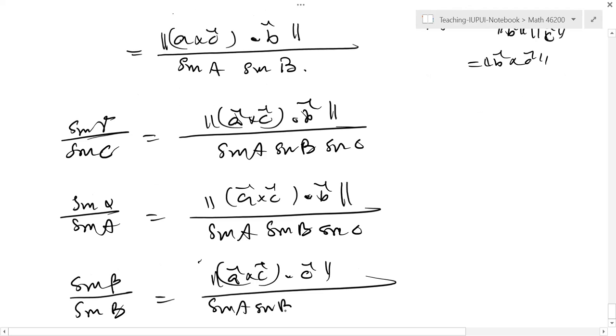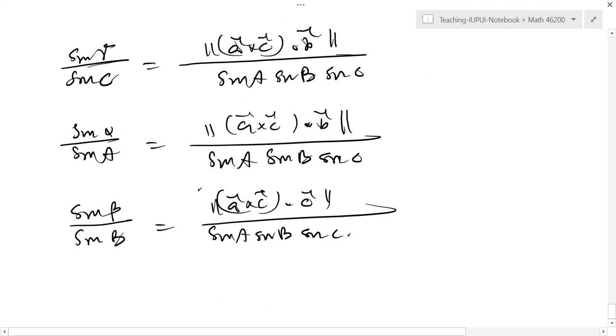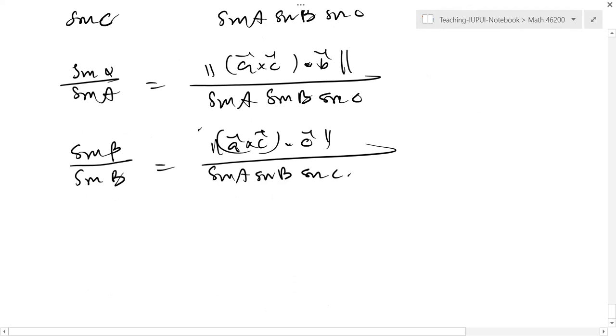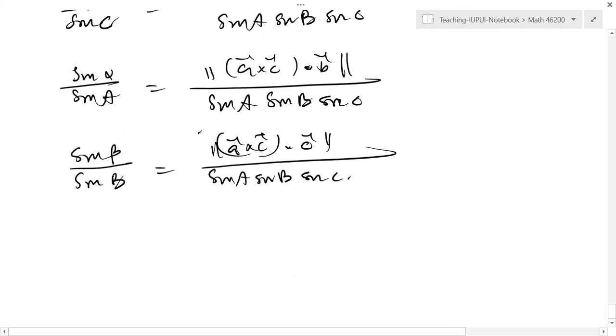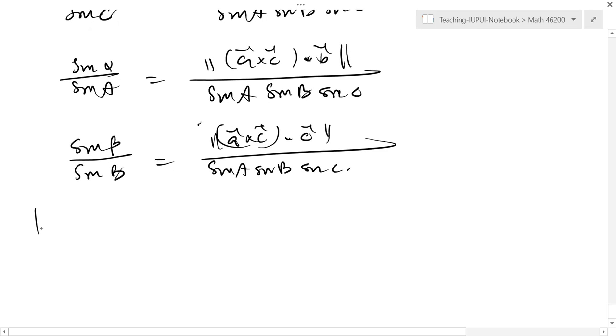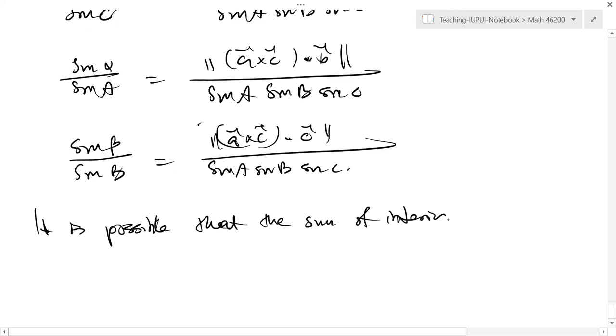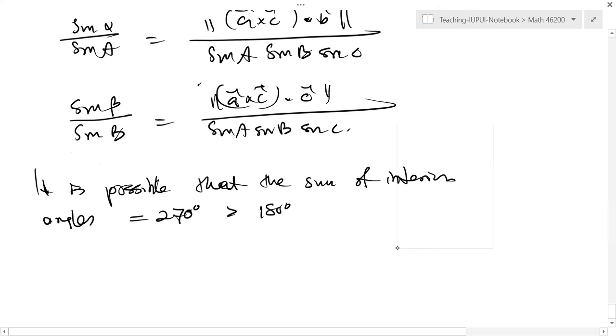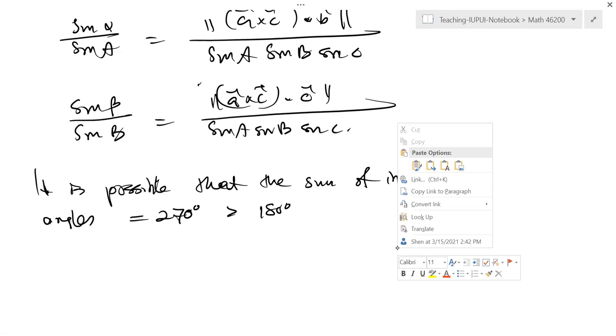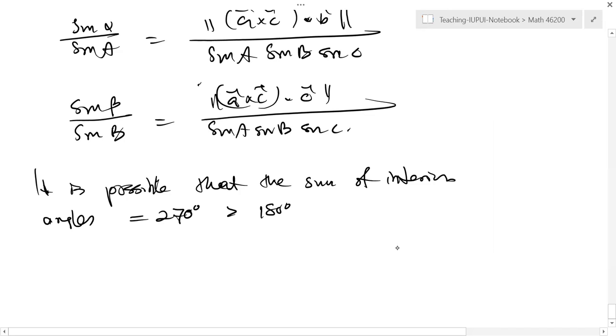All right, so I think this is all we needed to know about the triangles on the sphere. Okay, so it's possible the sum of the interior angles is going to be 270 degrees, and greater than 180 degrees for a triangle on the sphere. That's my own comment. Okay, in general, it is always greater than 180 degrees.